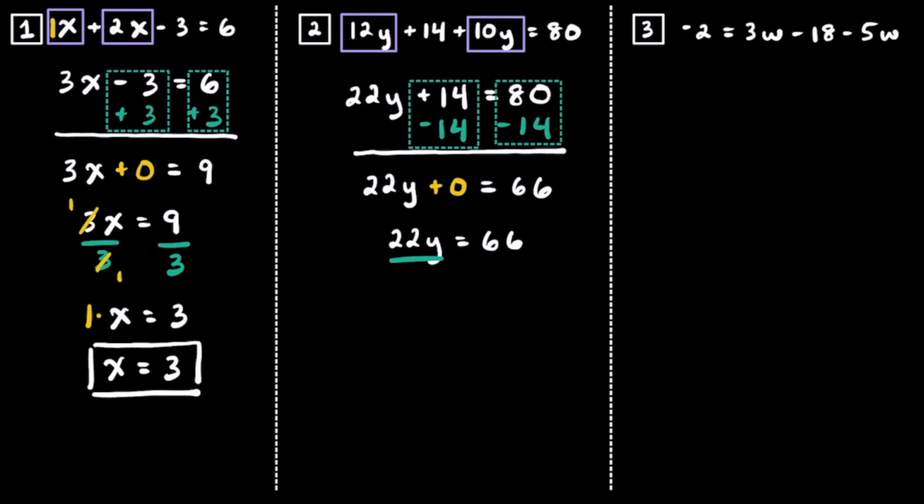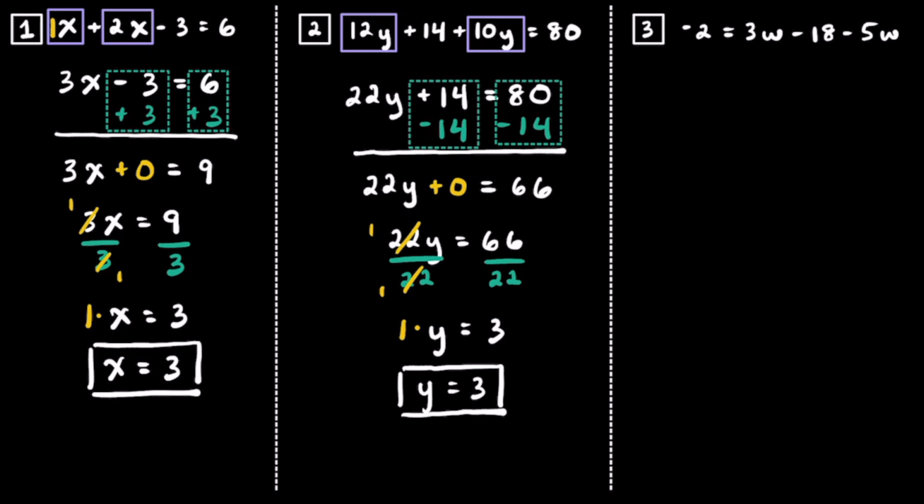So we're going to go ahead and divide both sides by 22. And when we do that, these 22s are going to cross cancel and make 1s. So we're left with 1 times y, or 1y on the left side. And on the right side, 66 divided by 22 is equal to 3. We don't really have to write that 1, even though it's there, and we can say that our solution is y is equal to 3.